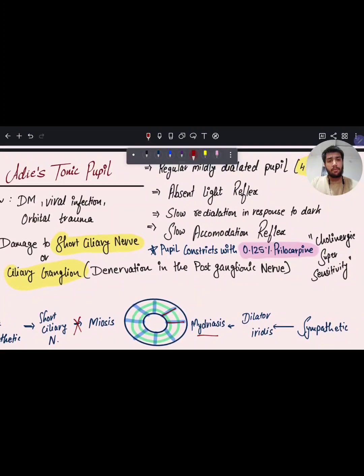Alright, so what are the other things related to Adie's tonic pupil? The pupil will constrict with 0.125% pilocarpine. Why does that happen? Because for such a long time the pupil was deprived of the parasympathetic supply, right? It was only getting sympathetic supply, and the parasympathetic system is also known as the cholinergic system.